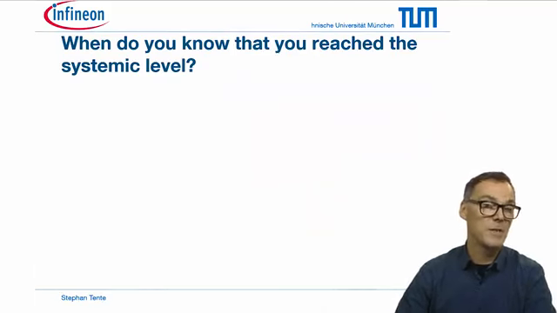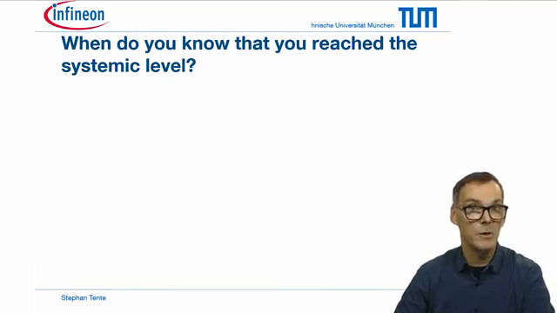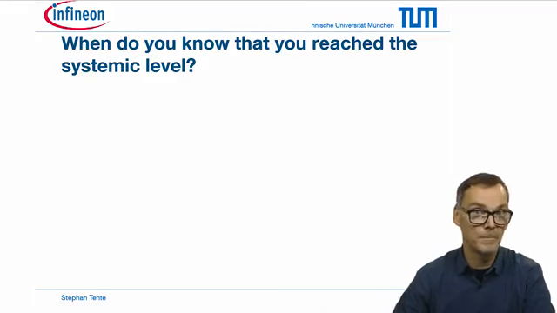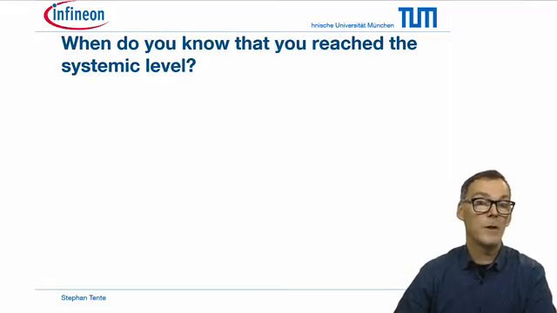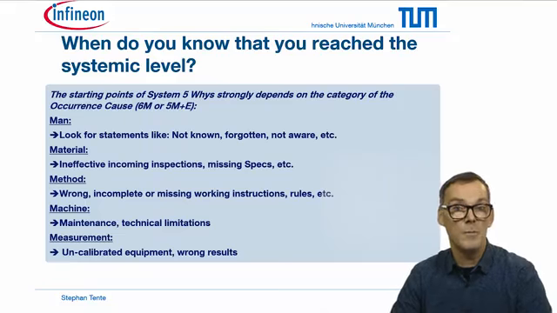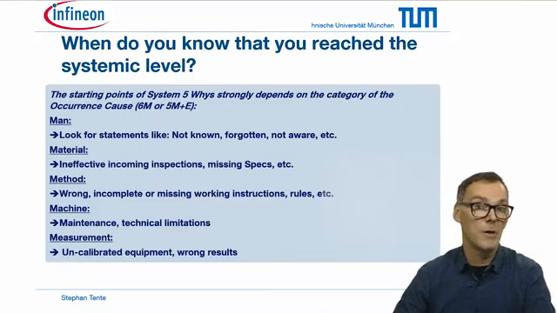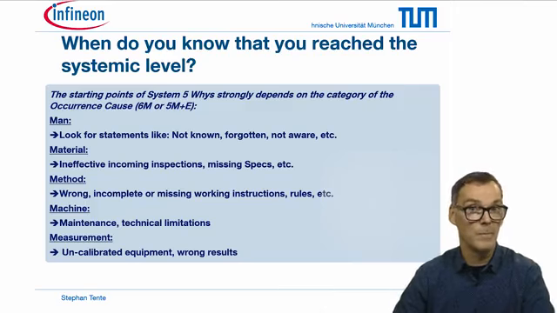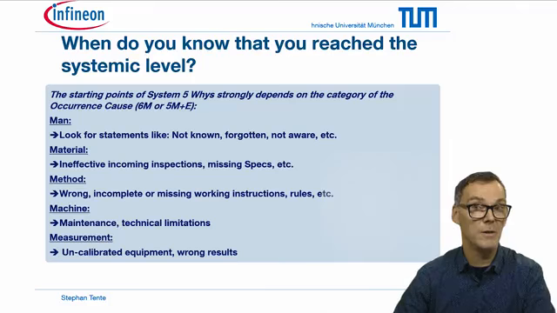Since we are coming from the technical side of the 5Y tool and want to cross over to the systemic side, when do you know that we reached that level? One way to see this, for example, when dealing with the cause and effect category men, is to look for clues like not known, forgotten, or maybe not aware. These are good triggers that help you understand that you are now reaching the systemic level.